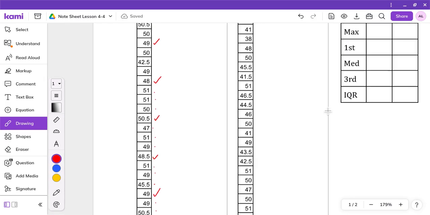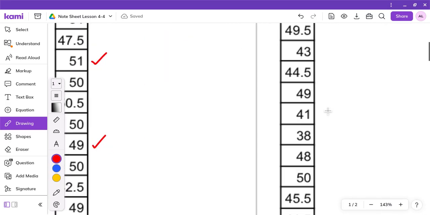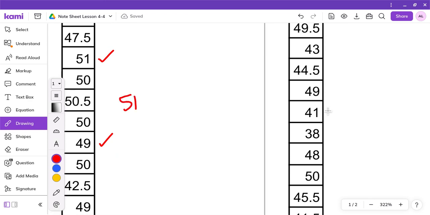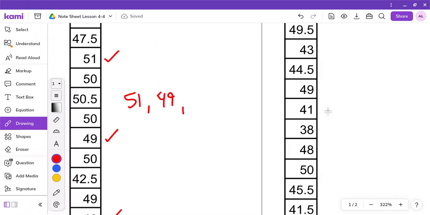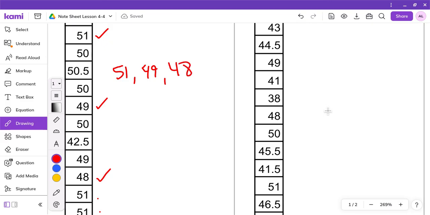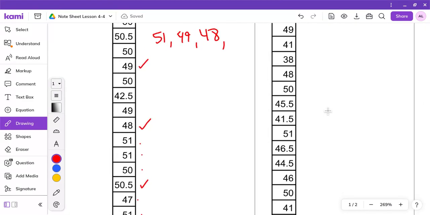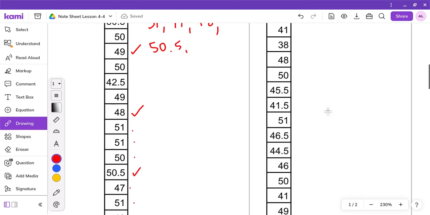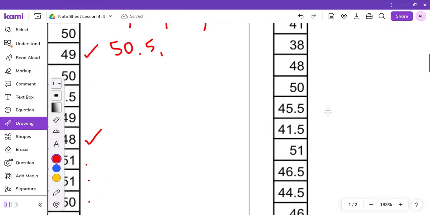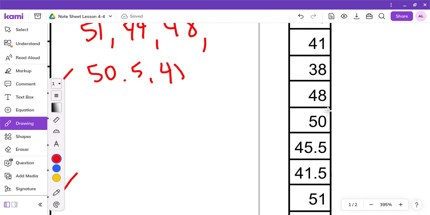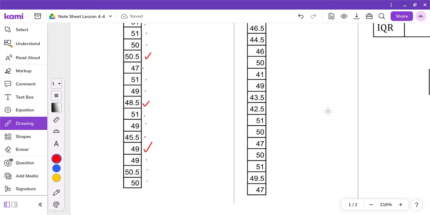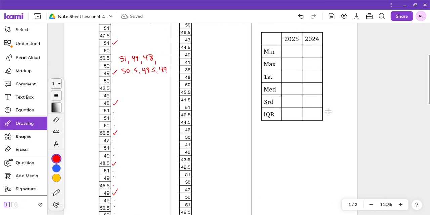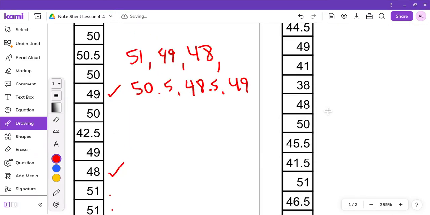There we go. So for this data set, I got 51, 49, 48, 50 and a half, 48 and a half, 49, that's it. Okay, I got 1, 2, 3, 4, 5, 6 values.